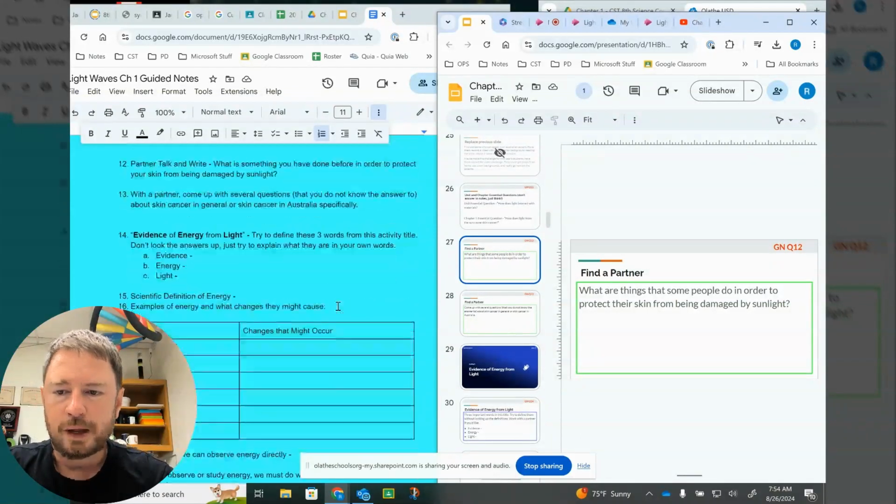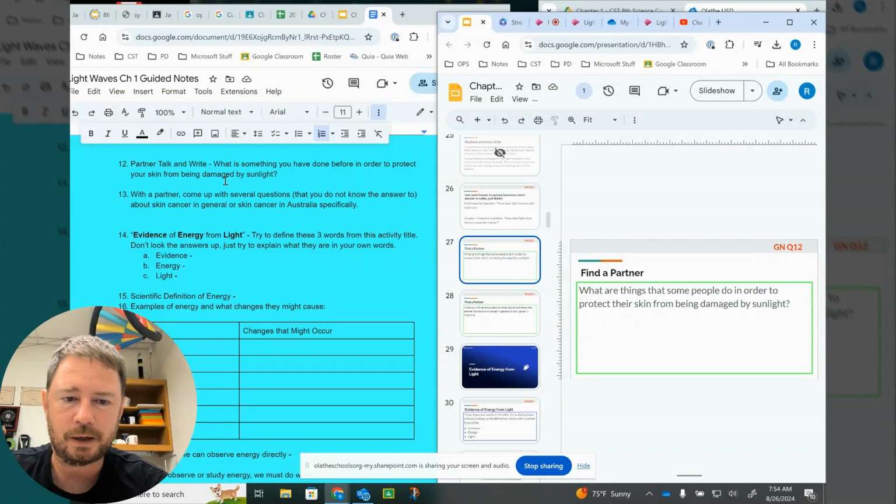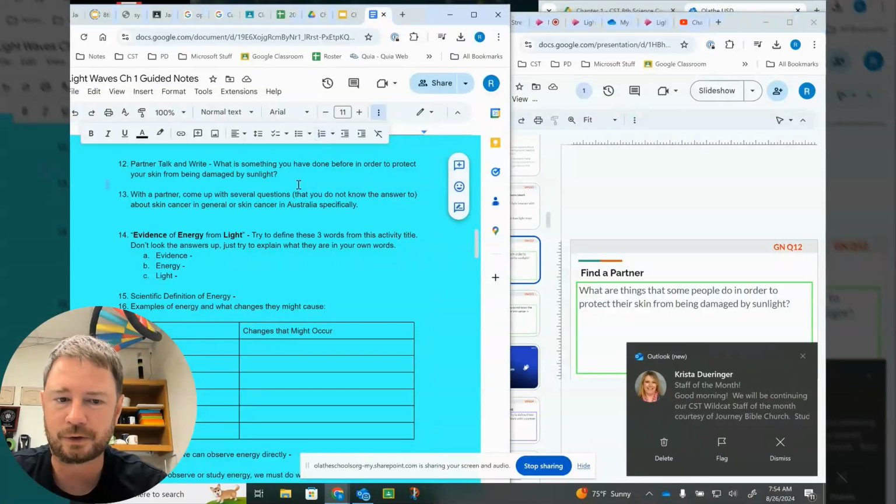So, question 12, partner talk and write. What is something that you have done or that people have done in general in order to protect their skin from being damaged by sunlight? Pause and write down some ways that people protect their skin from sunlight.